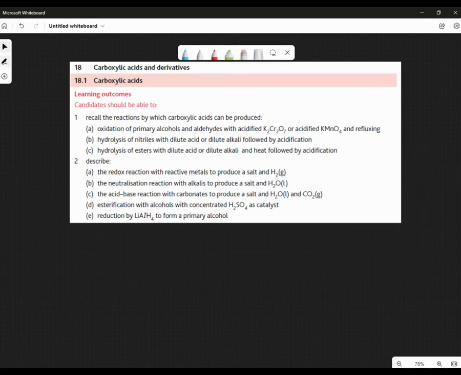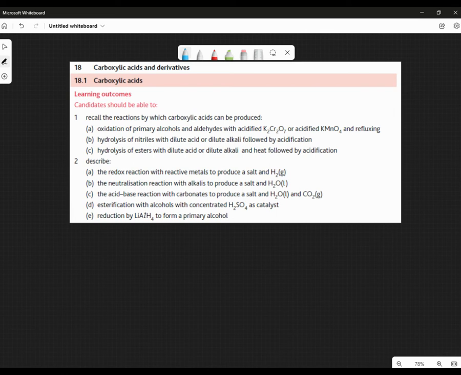Okay, welcome to this video on carboxylic acids and derivatives. And there's the syllabus that we're following. Let's do the first bit, recall the reactions by which carboxylic acids can be produced. First one is oxidation of primary alcohols and aldehydes with acidified potassium dichromate or acidified potassium manganate.